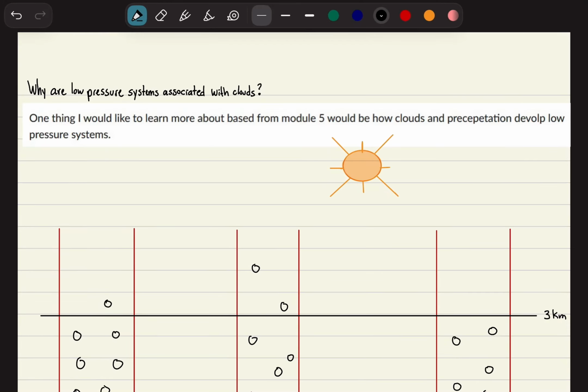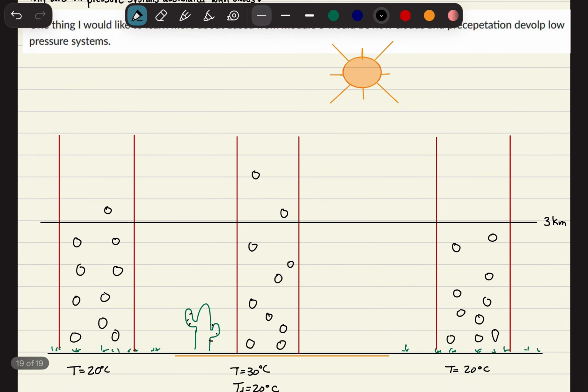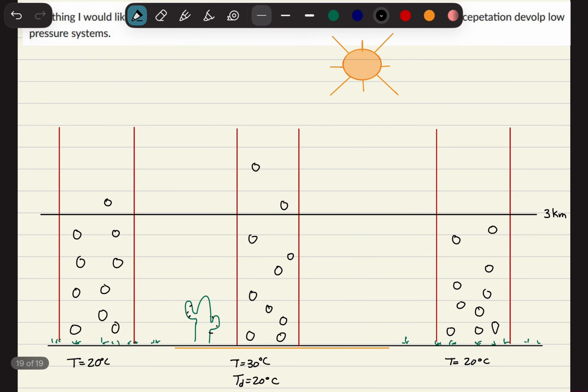So another thing that you guys have asked is, why are low pressure systems associated with clouds, or how do clouds and precipitation develop from low pressure systems? So I'm just going to go ahead and orient you to this image here.